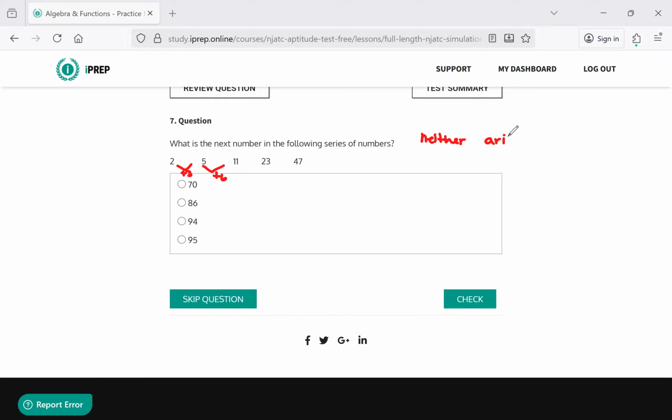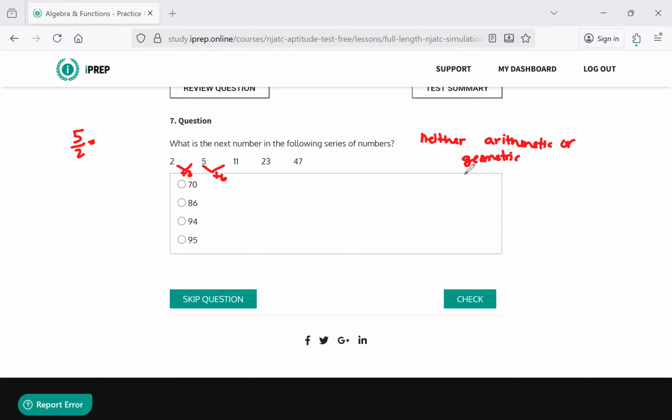arithmetic or geometric. Why do I believe that? Because the number for arithmetic has to be constant. You have to add 2 constantly, or subtract 1 constantly. And I know it's not geometric because it's a number that you multiply constantly. So from 2 to 5, what did you have to multiply 2 by to get 5? You could just do 5 divided by 2, which is not that nice. It is 2.5, and 5 times 2.5 is not 11. See, that's why it's not geometric.